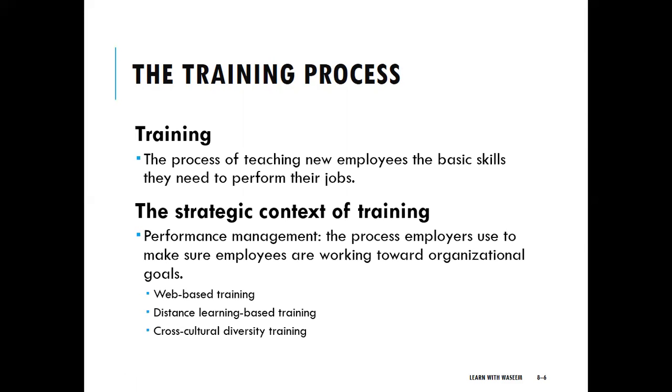So, what does training mean? Training is actually a process of teaching new employees the basic skills they need to perform their jobs. And the strategic context of training includes performance management, like the process employers use to make sure employees are working toward organizational objectives or goals. And training usually includes web-based training, or distance learning based training, or cross-cultural diversity training. We will try to explain these topics in the coming slides.